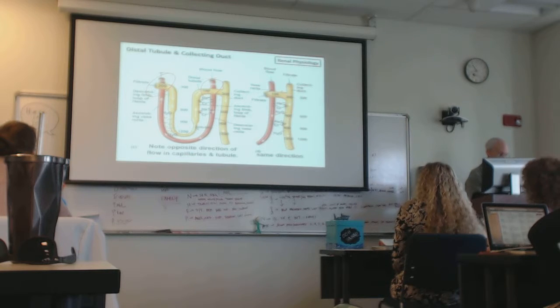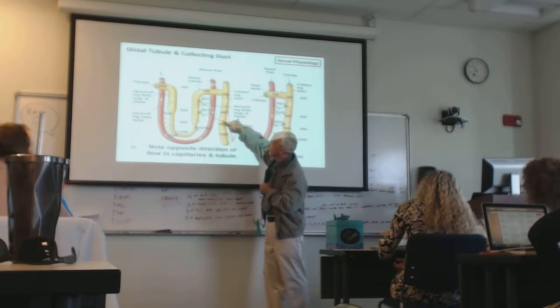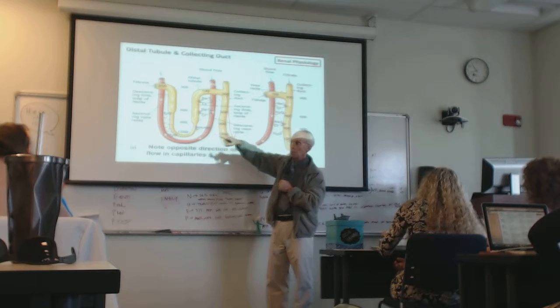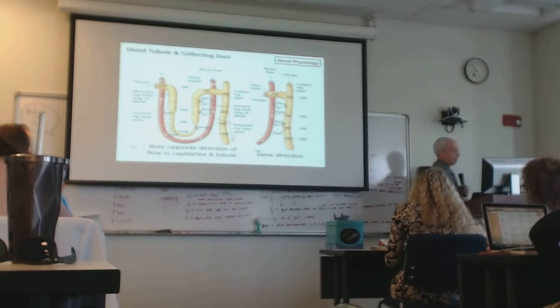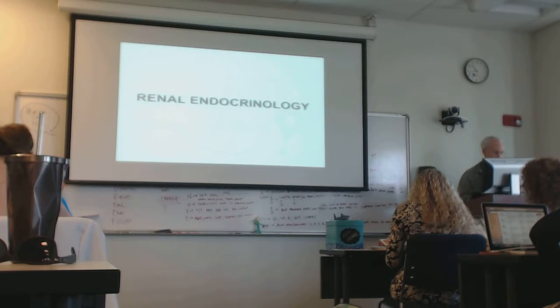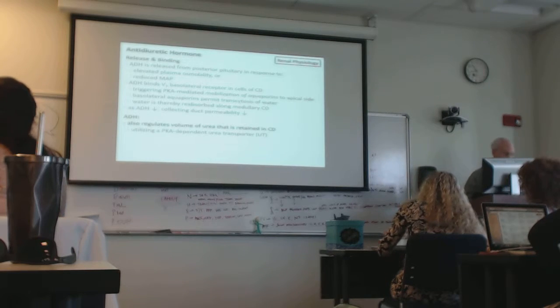And then, what is misleading about these numbers? Any problem with the numbers in the collecting duct there? What's going to alter these values? The permeability of the wall, which we said is going to be influenced by ADH and aldosterone.